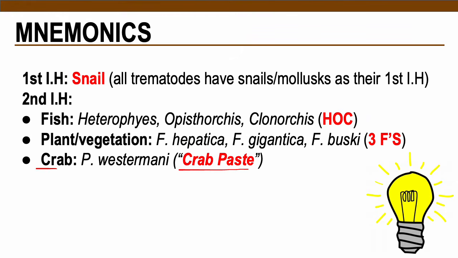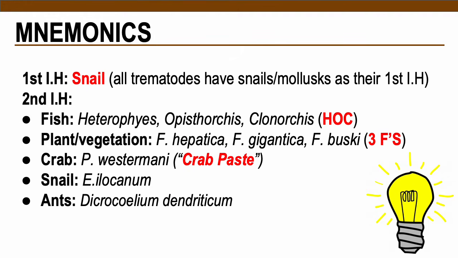Next, for crab, don't forget the words crab P, which stands for Paragonimus westermani. Next, for both snails, don't forget Echinostoma ilocanum. This parasite requires snails as both the first and second intermediate host. And lastly, for ants, we have Dicrocoelium dendriticum as the second intermediate host.